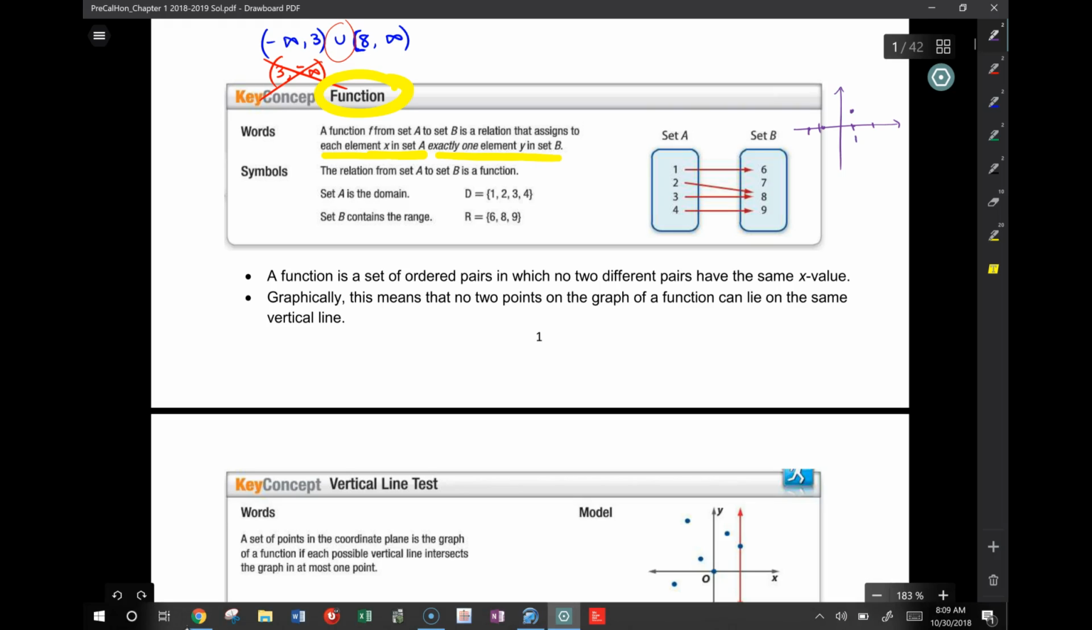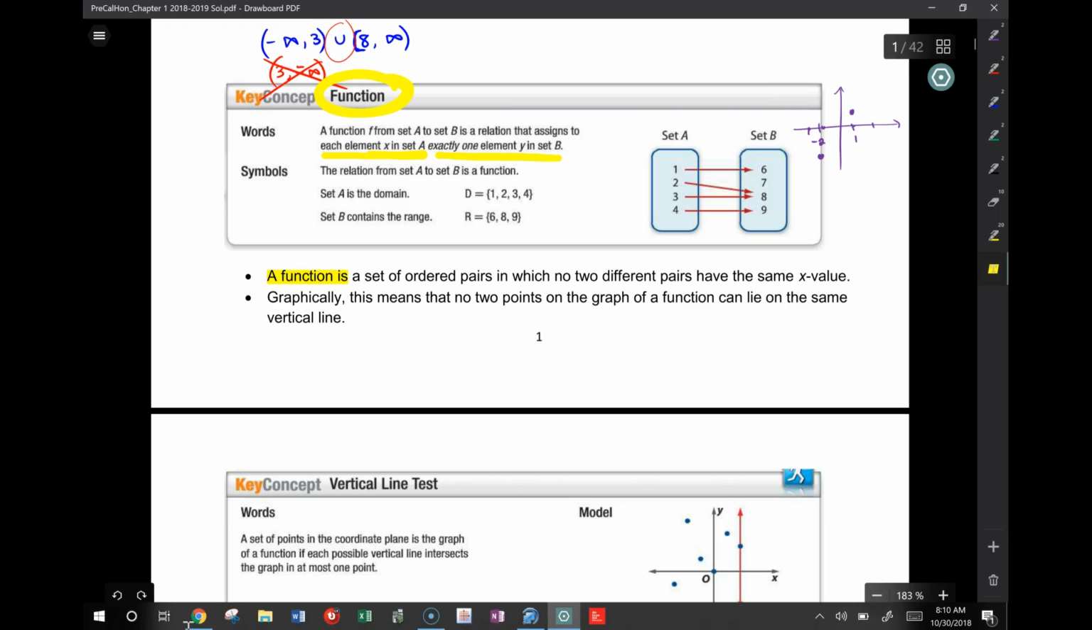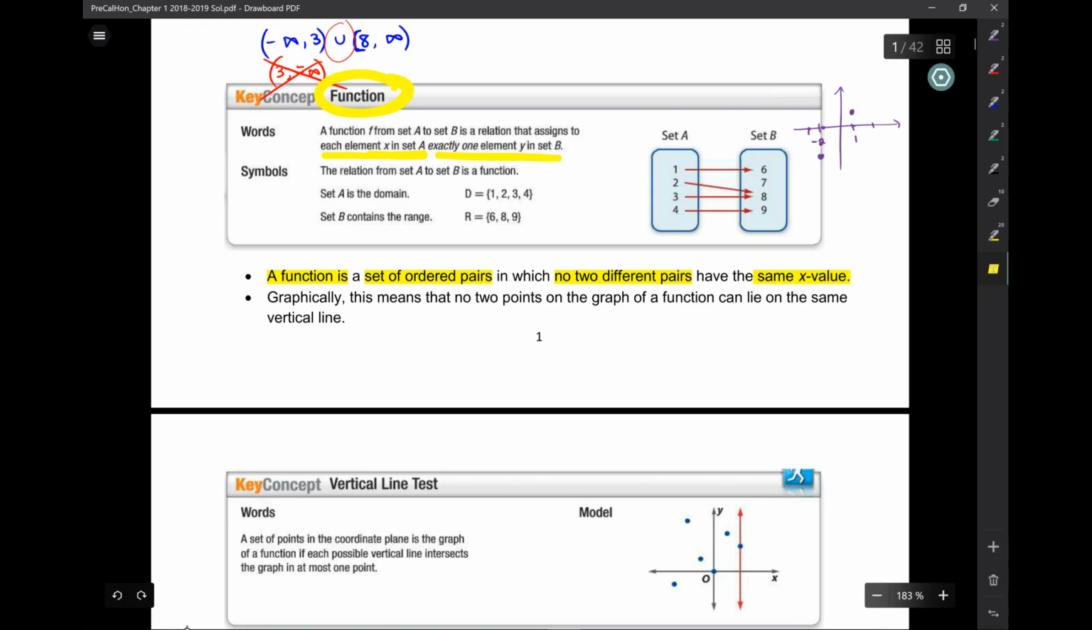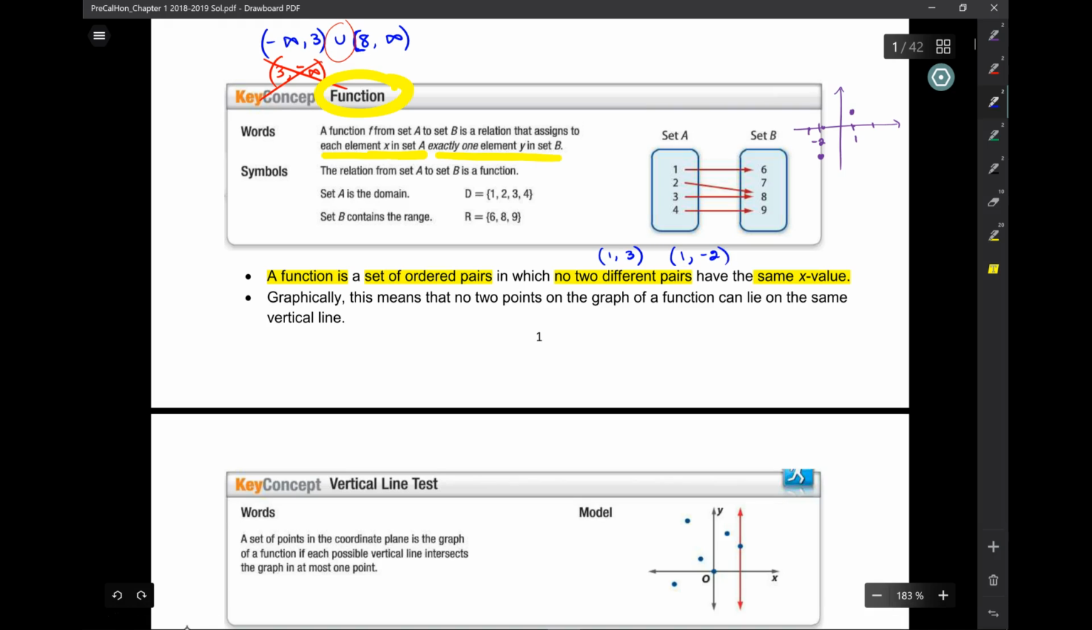So if x is 1, there is only one corresponding y value. If x is negative 2, there is only one corresponding y value, right? So what did we normally do to test that? Vertical line test, right? So how does that look? A function is a set of ordered pairs in which no two different pairs have the same x value. So for example, if I have 1 comma 3, I can't also have 1 comma negative 2. For one x value, I can't have 2 y values, right?